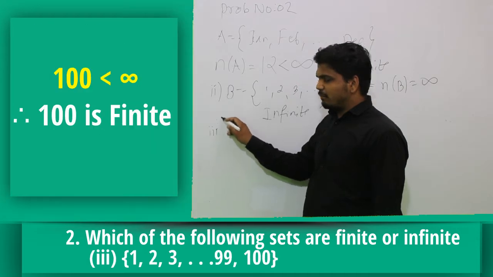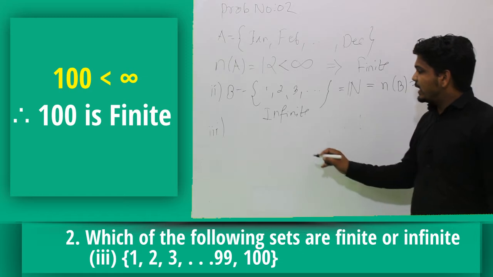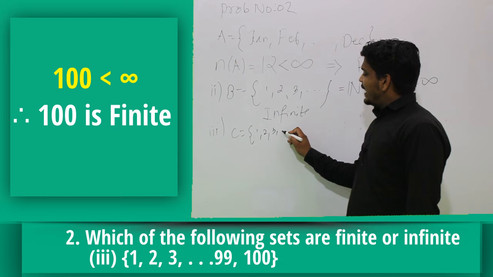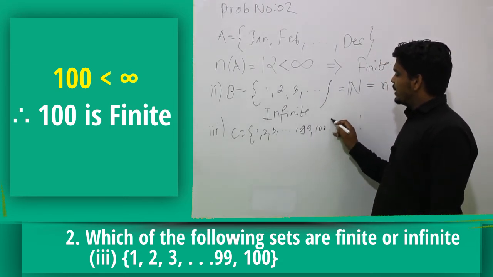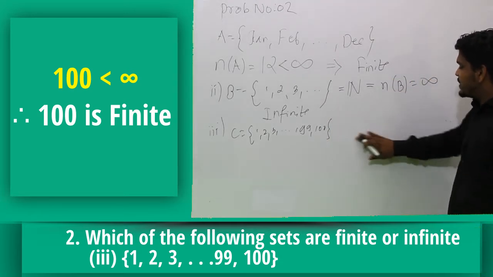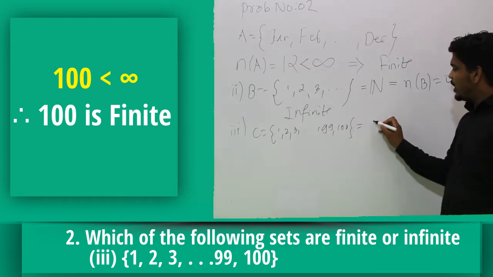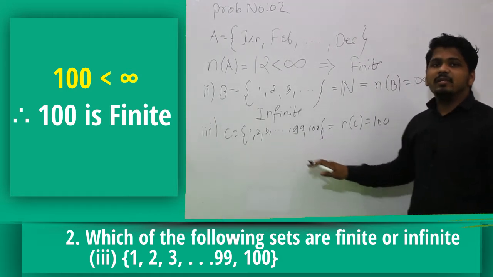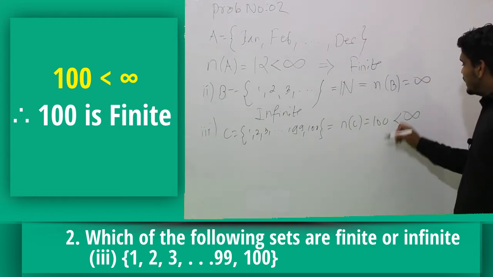Now we will see example number 3, that is on your screen. It is nothing but 1, 2, 3 up to 99 and 100. Set C is 1, 2, 3 and so on up to 100. Okay, this is your set. Now you are not going to infinity. It is not never ending. It is restricted somewhere. It is going up to 100 only. Therefore you can calculate the number of elements of this set. It has nothing but 100. Okay, there are 100 elements in this set. Therefore this 100 is again a finite quantity.